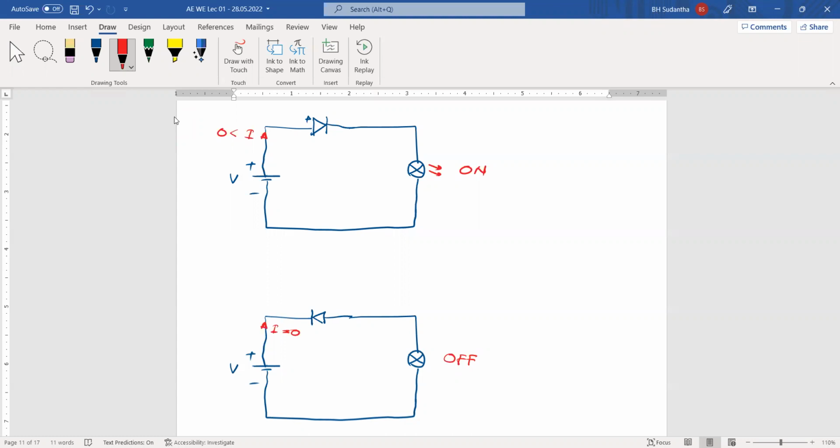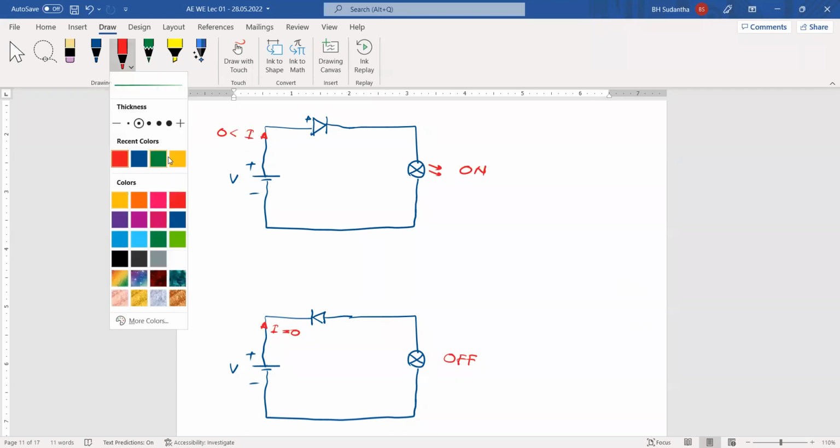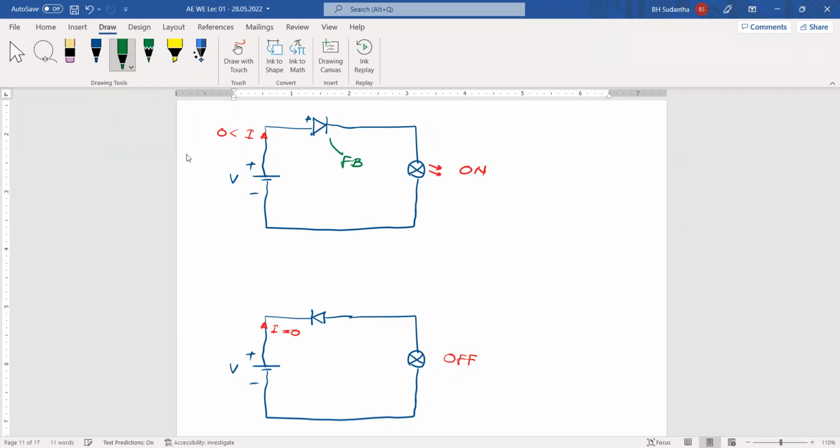If you apply this diode like this, then in this case this diode is forward biased, but in this case, this diode is reverse biased. Then through a reverse biased diode there is no current, and through a forward biased diode, current can go.